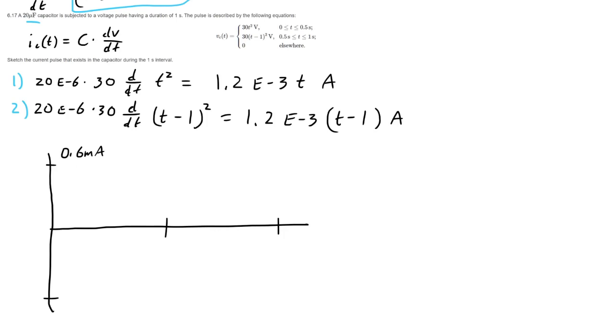Let's go ahead and draw. Let me do it in a different color. We got a linear function up here, and we have a discontinuity here. Well, it's not actually discontinuous, but let's figure out where it starts. Same thing here, 1.2 × 10^-3. So 1/2 minus 1 is negative 1/2 of that. So we're going to start down here at negative 0.6 milliamps.